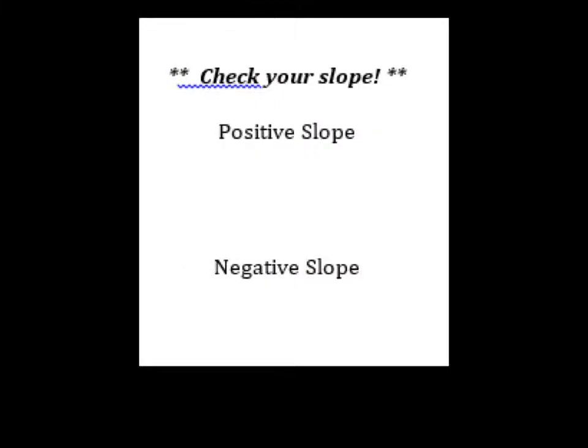And remember to check your slope. Remember that if we're going up from left to right on a graph, that's a positive slope. And if we're going down from left to right on a graph, we should have a negative slope. So up from left to right, positive slope; down from left to right, it's a negative slope.